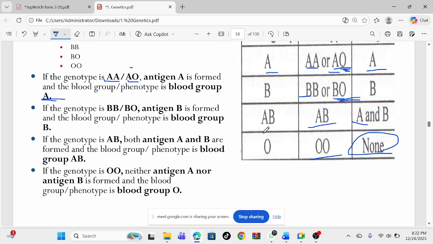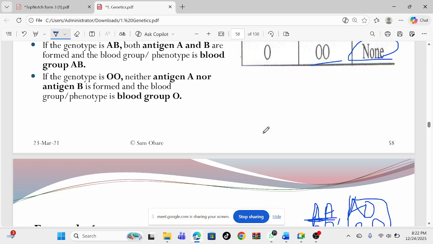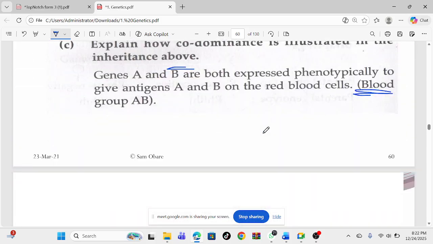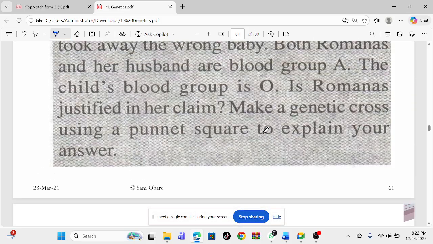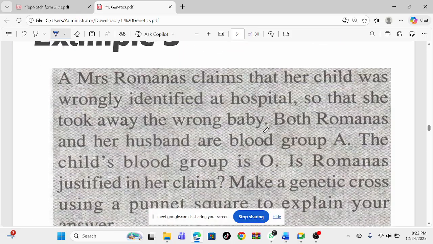Codominance ni ile zote zinajionyesha. For example, this iko na color black na huyu pia iko na color black. After they met, they give you black white. So hakuna color tofauti imeformiwa. The color ambayo imeformiwa ni black white. Hakuna color tofauti. That's known as codominance. I think umeelewa hiyo. So that's the difference between complete, incomplete and codominance.